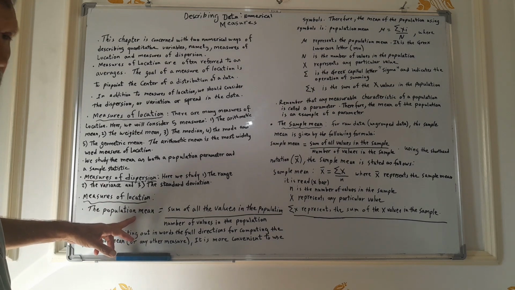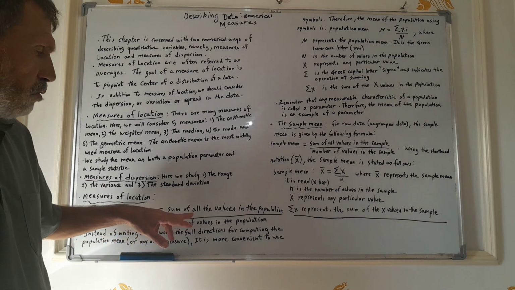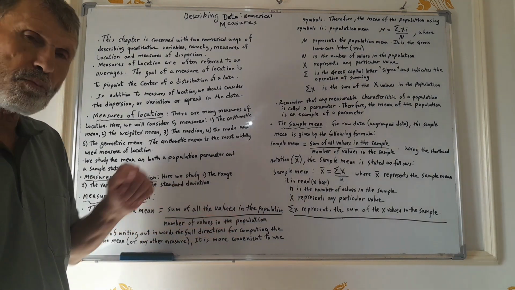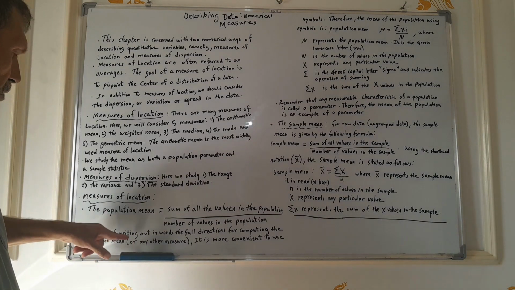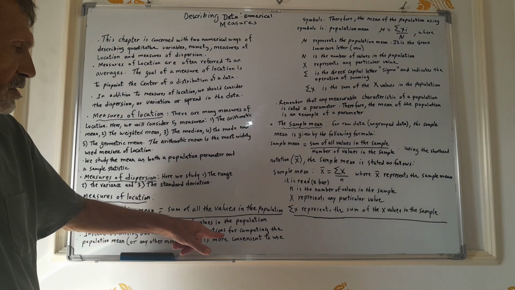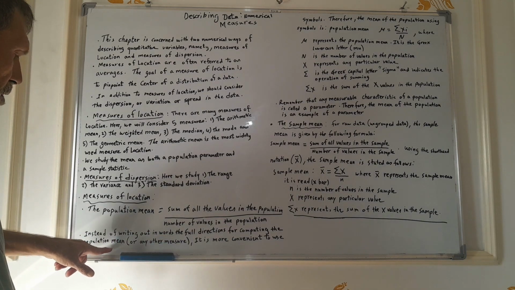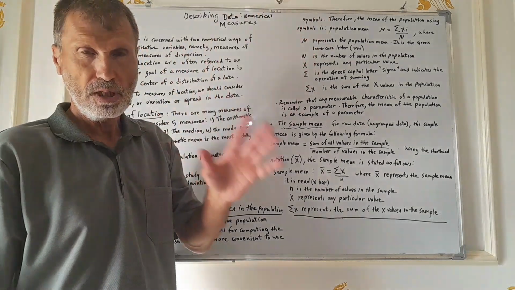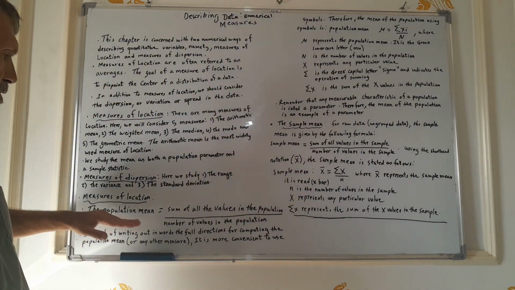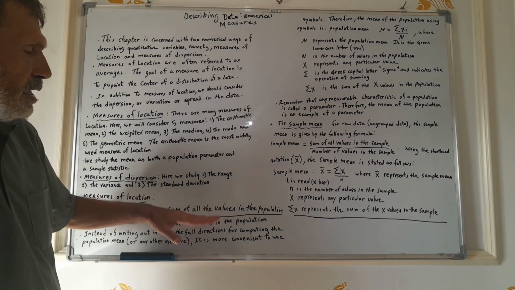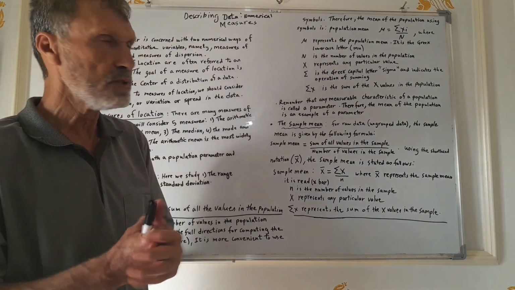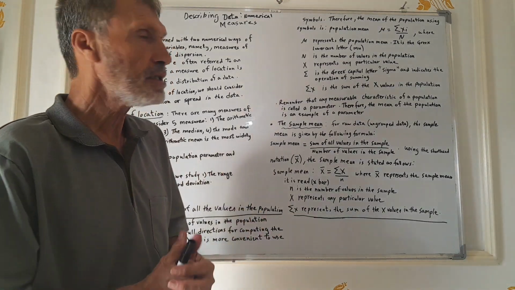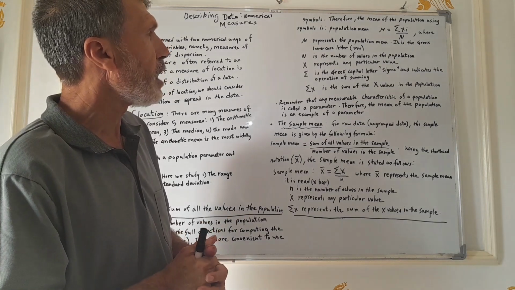Now, measures of location, the population mean. As you can see, this is the formula for the population mean. All we have to do is sum all the values in the population over the number of values in the population. Instead of writing out in words the full directions for computing the population mean or any other measure, it is more convenient to use symbols. So instead of writing every time the sum of all values, we can use certain symbols or notations, and that will make it easier and faster to write the formula.